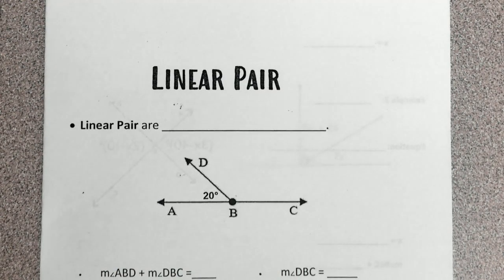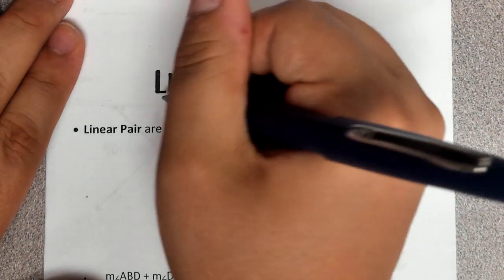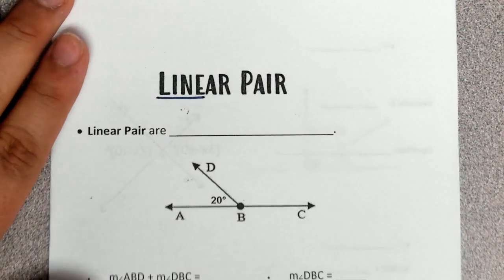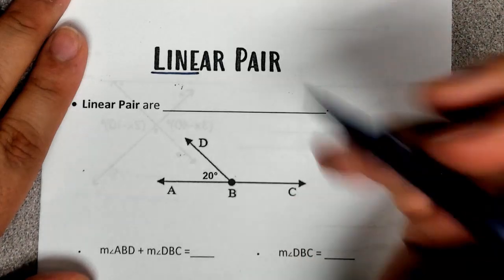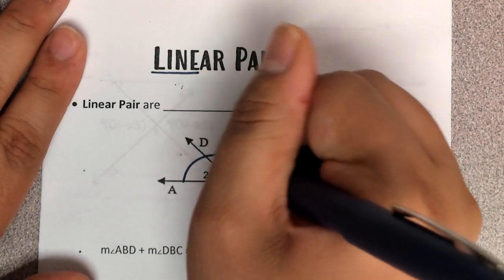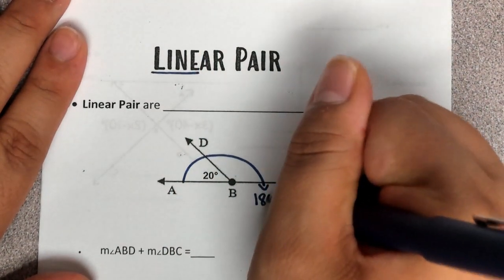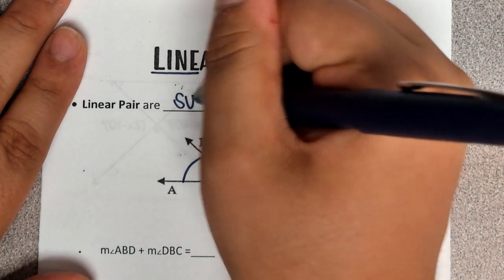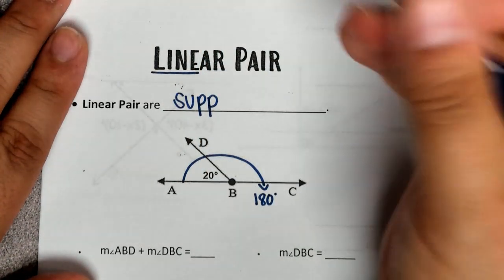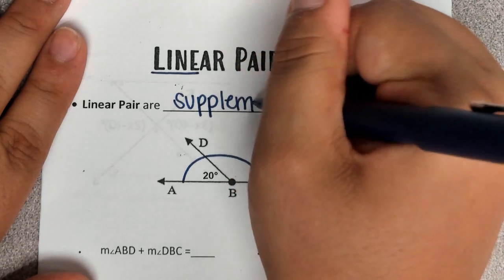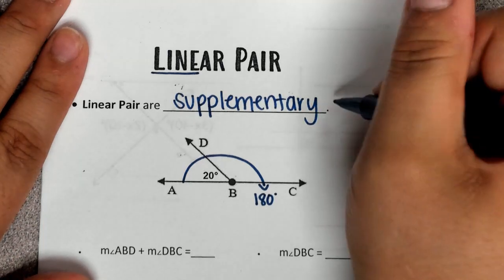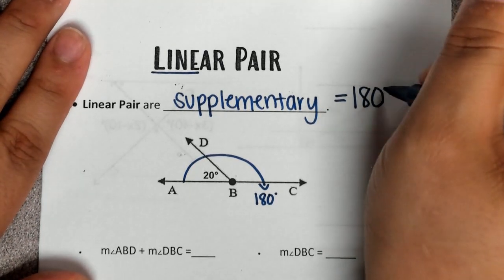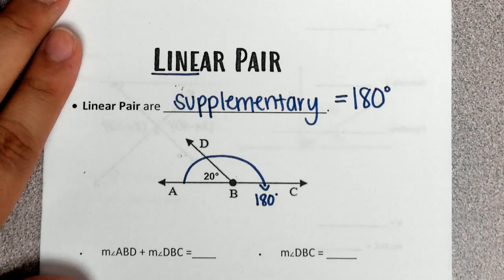Okay, slide on down. A linear pair. What word is in the word linear pair, besides pair? A line. A linear pair makes a line. And what do I know about a line? It equals 180 degrees. And that word in math, when you have a pair equaling 180, is supplementary. What does supplementary mean? Equals 180 degrees.